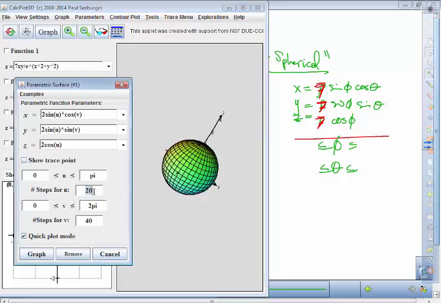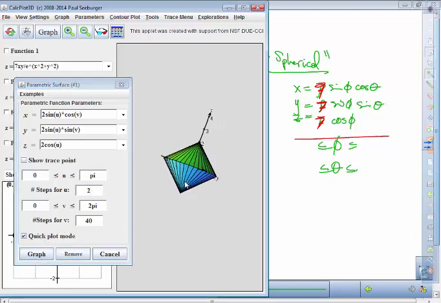And remember, if you cut this down to something really small, like if I cut my phi down to just 2 steps, what do you think it's going to look like? Weird. That in itself is a shape parameterized by some other thing, but that's not what we want here.